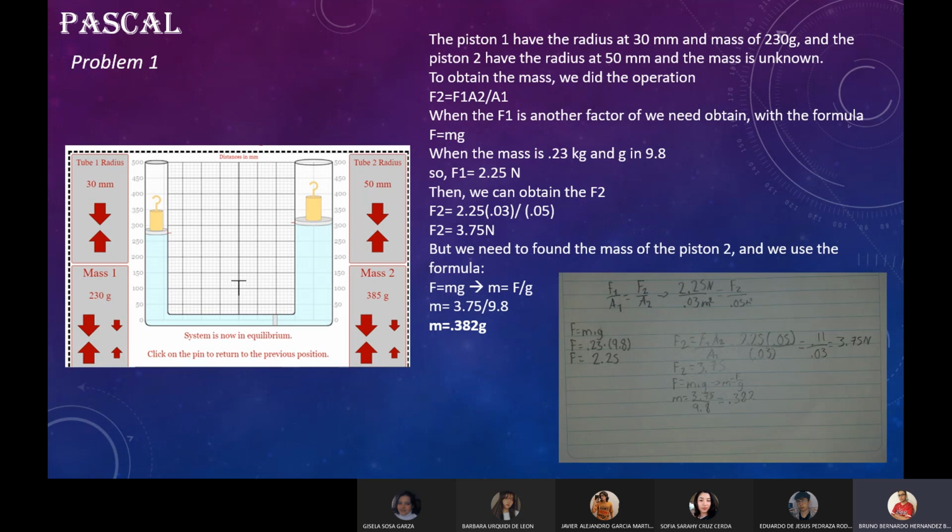But we need to find the mass of the piston 2 and we use the formula force equal mass times gravity, so mass equal force divided by gravity. And mass equal 5.75 divided by 9.8 and mass equal 0.382 grams.